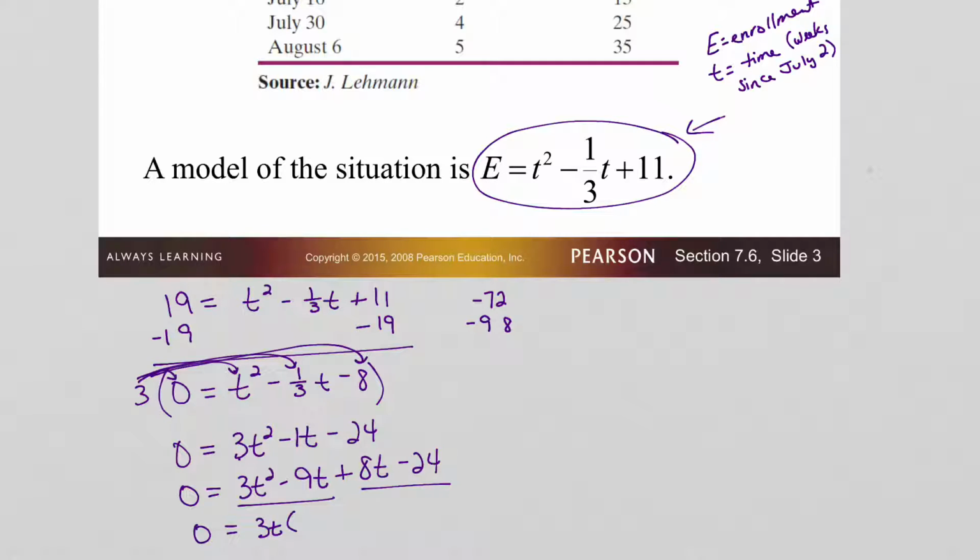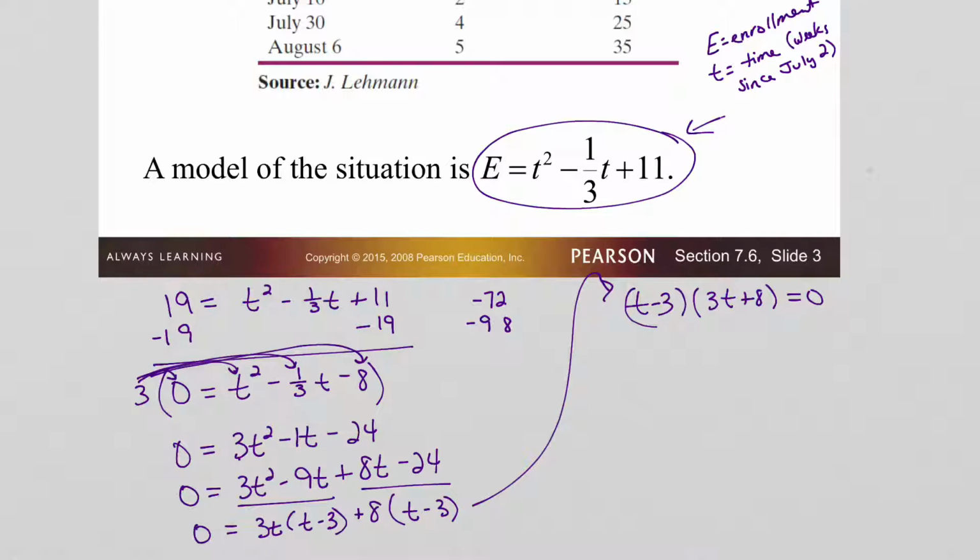I can factor out a 3t there, so I'm left with 3, I'm sorry, that is wrong. I'm left with t minus 3. I'm going to factor out an 8 here, so I'm left with t minus 3. I'm going to move this up here. So I've got t minus 3 and 3t plus 8 is equal to 0. Now I'm going to take each one of these parentheses and set them equal to 0 and solve.